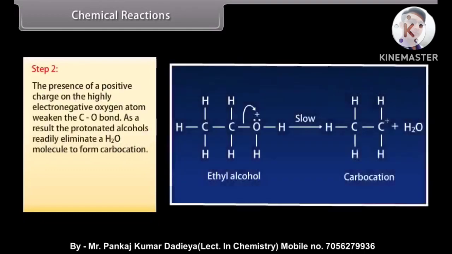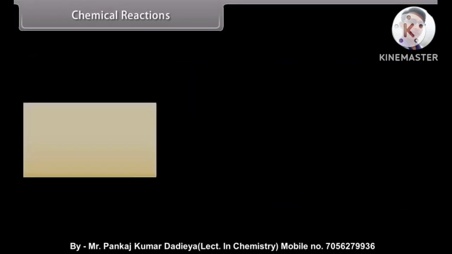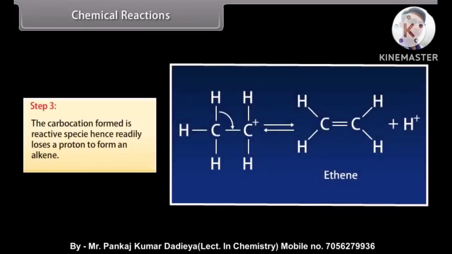Step 2. The presence of a positive charge on the highly electronegative oxygen atom weakens the C-O bond. As a result, the protonated alcohols readily eliminate a water molecule to form a carbocation. This is a slow step and therefore the rate determining step of the reaction. Step 3. The carbocation formed is a reactive species, hence readily loses a proton to form an alkene.